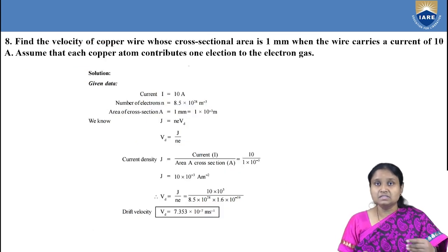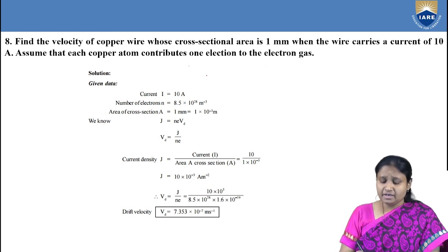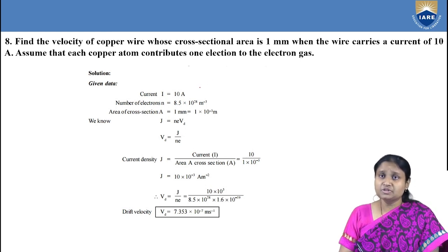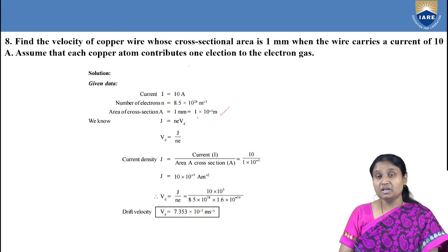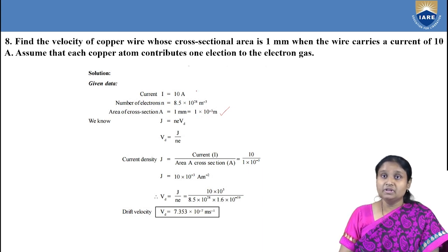Then coming to our last problem, here we were given a copper wire and its dimension, the area. What is the area? 1 millimeter, and we have to convert it into meters. So 1 mm is 10 power of minus 3 meters. Apart from that, we were given how much current is flowing through the wire, which is 10 amps.